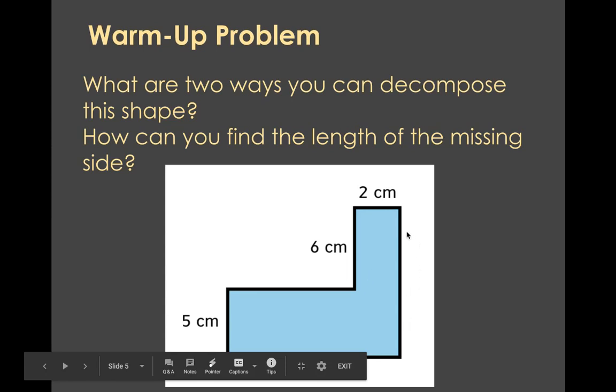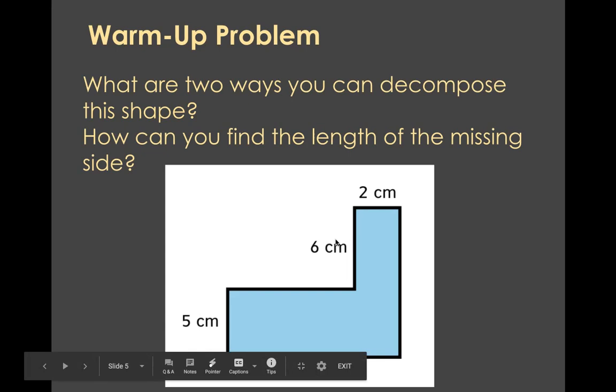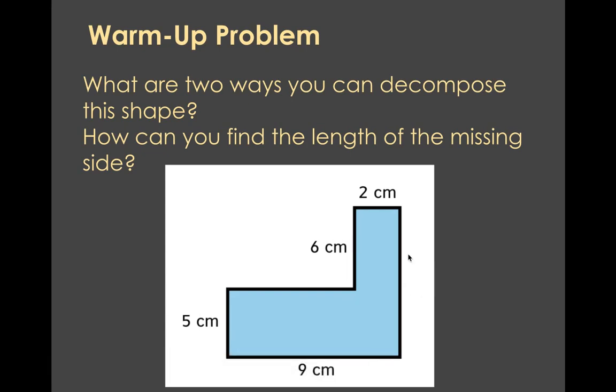Now to find this missing side, that is the total vertical length. So from top to bottom, you can just add up these 2 pieces here, 5 and 6. You add 5 and 6, this missing side would be 11 centimeters. So that's how you do that. Quick review for you. Now you're ready to go.